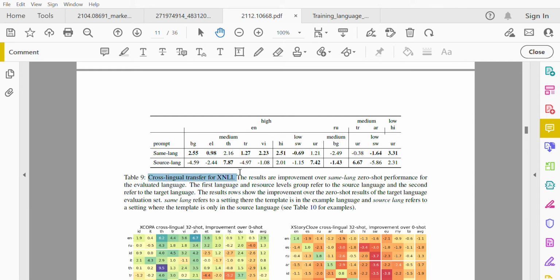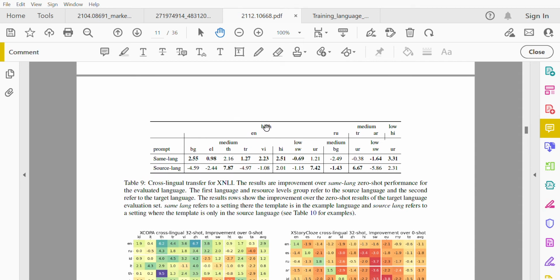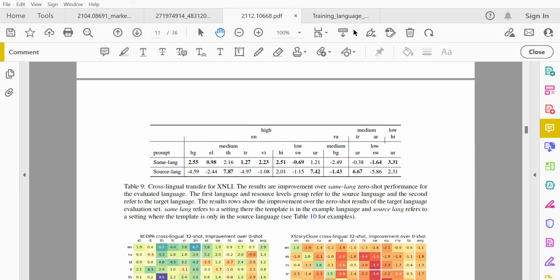So their improvement over same language zero-shot performance for the evaluated language, and the first language and resource level group refer to the source language, and the second refers to the target language. So source, target, and this prompt line. Let me highlight things somewhat more clearly. Yeah, so source and then target.